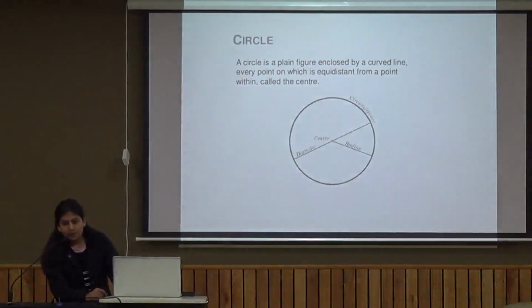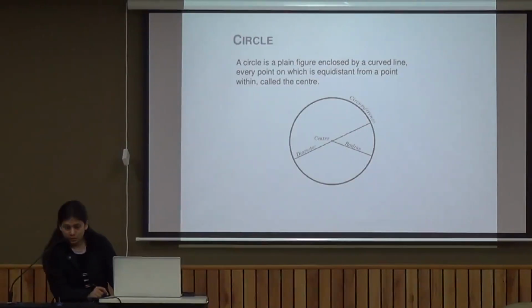A circle is a plane figure enclosed by a curved line, every point on which is equidistant from a fixed point which is located in the interior of the circle and called the center. You can see this figure, it is very well labeled. We have center, then we have radius, which is the constant distance from the boundary of the circle to the center, and then we have the boundary of the circle, which is called circumference.